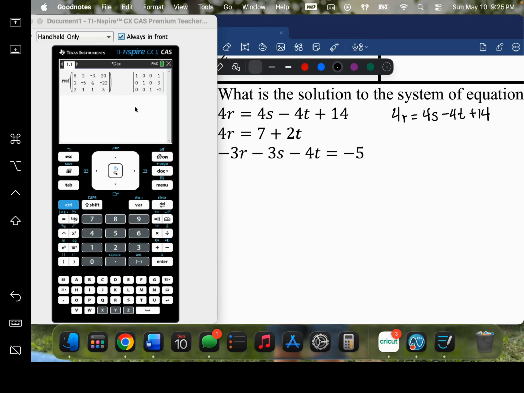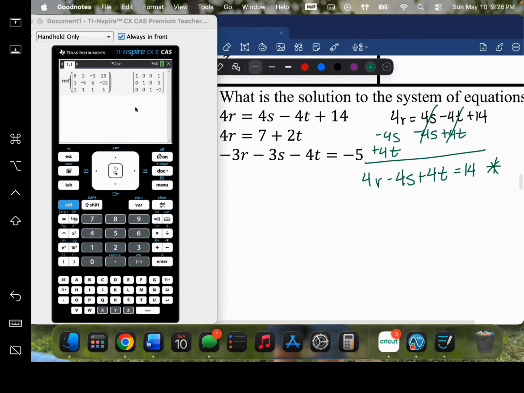So in order for this to be standard, your variables must be on the left and your constant on the right. So we need to move the 4s, and we also need to move 4t. And usually we write them in alphabetical order, so r, s, t. So we have 4r minus 4s plus 4t equals 14. So this one is the new row 1.